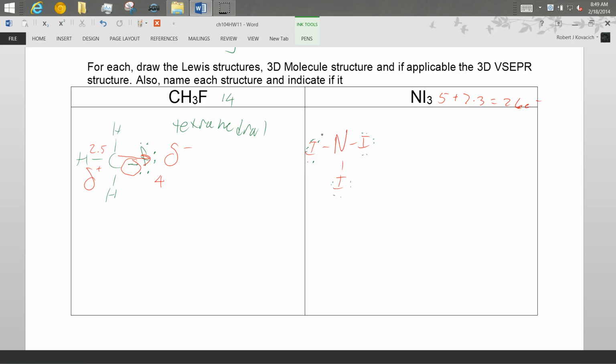24. Got 2 left over, which is great because the nitrogen would really like a lone pair of electrons as well. And so there you go. We've got a lone pair of electrons on the nitrogen and everybody's happy. So what's the deal with this guy here?